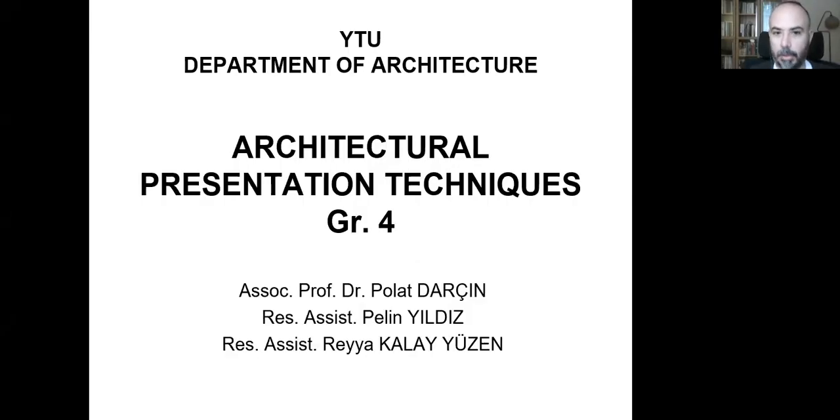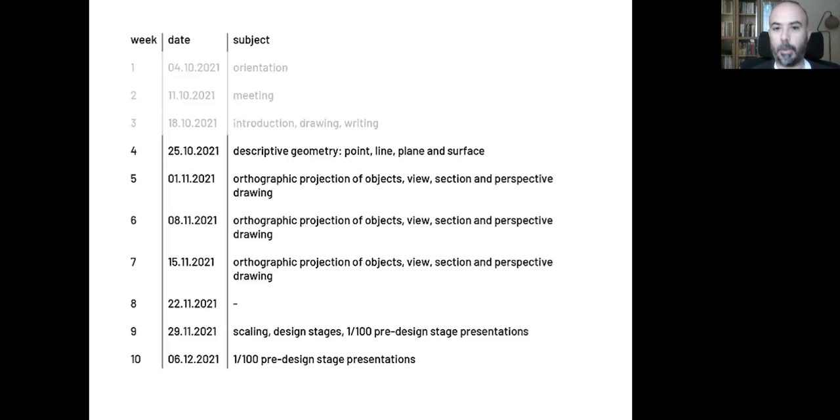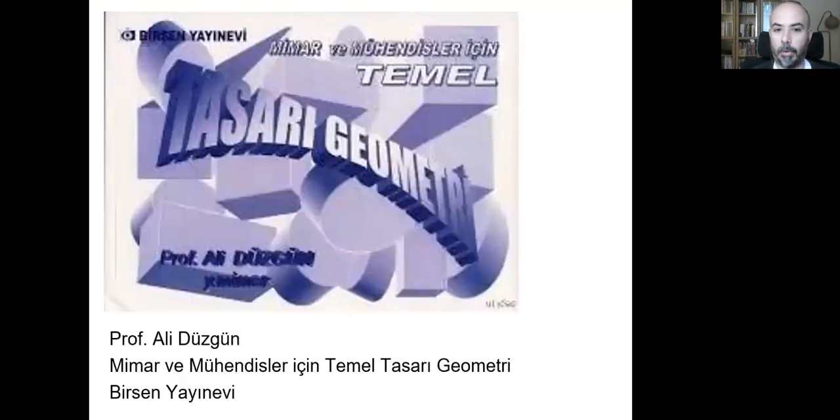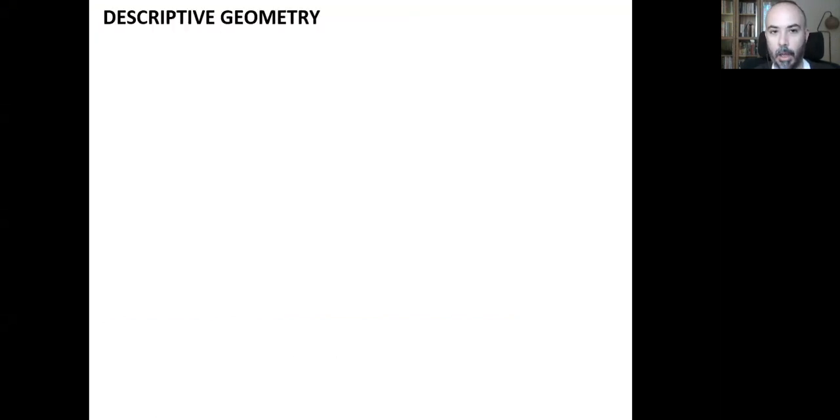In this course of architectural presentation techniques, we are going to talk about descriptive geometry. Throughout the course, I will be using this book as our main reference. It was written by one of our former professors. He's retired now, but he is Professor Ali Düzgün. He is the one who gave this course through many years in our university.